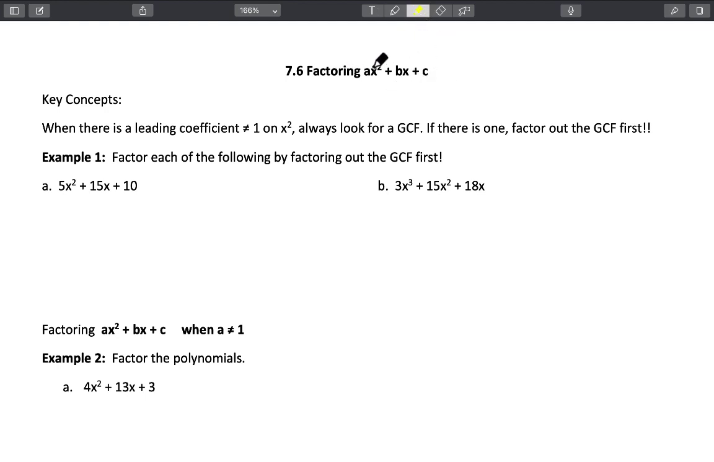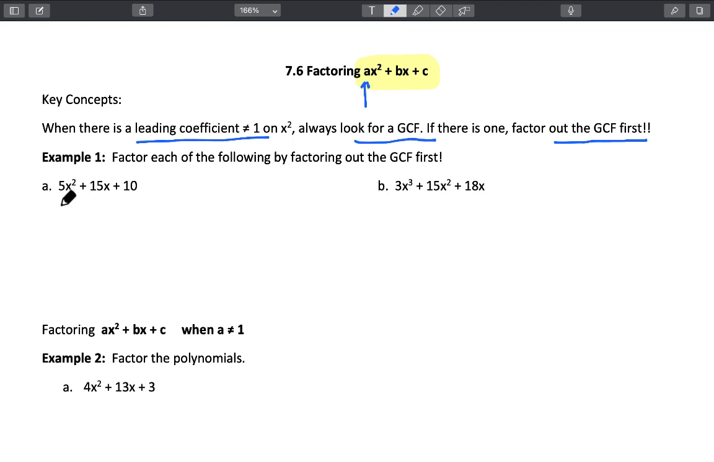Today we are looking at factoring another type of trinomial. This is again a second degree trinomial. However, this time our leading coefficient's not going to be equal to 1. So one key thing to remember when you see this situation where your leading coefficient's not equal to 1, look and see if you can factor out a greatest common factor first. If there is one, factor that GCF out first, then see if you can factor the remaining polynomial further.